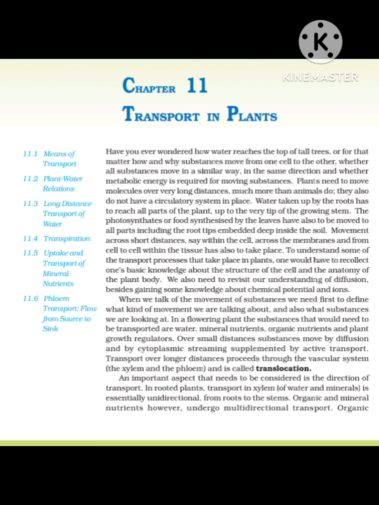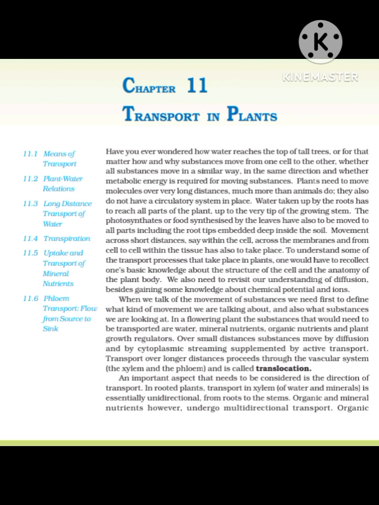We also need to revisit our understanding of diffusion, besides gaining some knowledge about chemical potential and ions. When we talk of the movement of substances, we need first to define what kind of movement we are talking about, and also what substances we are looking at. In a flowering plant, the substances that would need to be transported are water, mineral nutrients, organic nutrients, and plant growth regulators. Over small distances, substances move by diffusion and by cytoplasmic streaming supplemented by active transport.